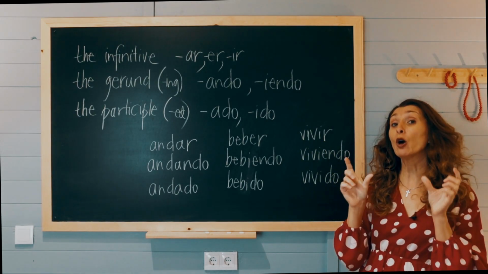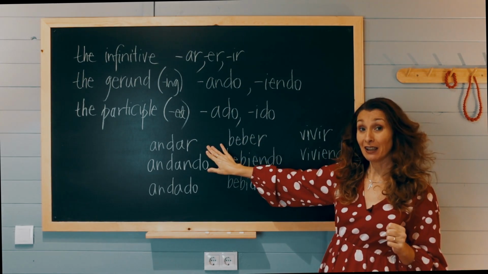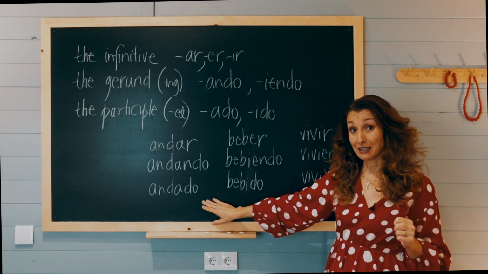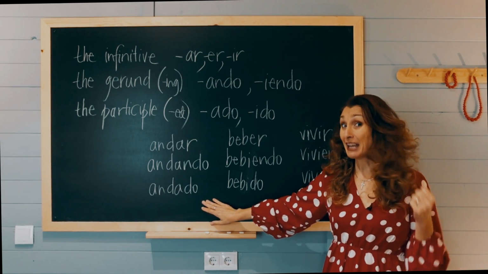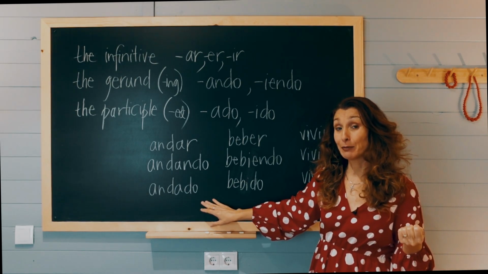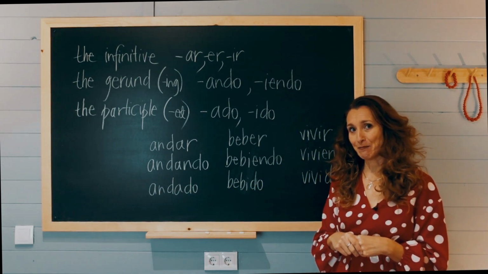So we will have combinations whenever you see either an infinitive, a gerund, or a participle. You will notice that they never come alone, okay? They always have another verb preceding them, okay?